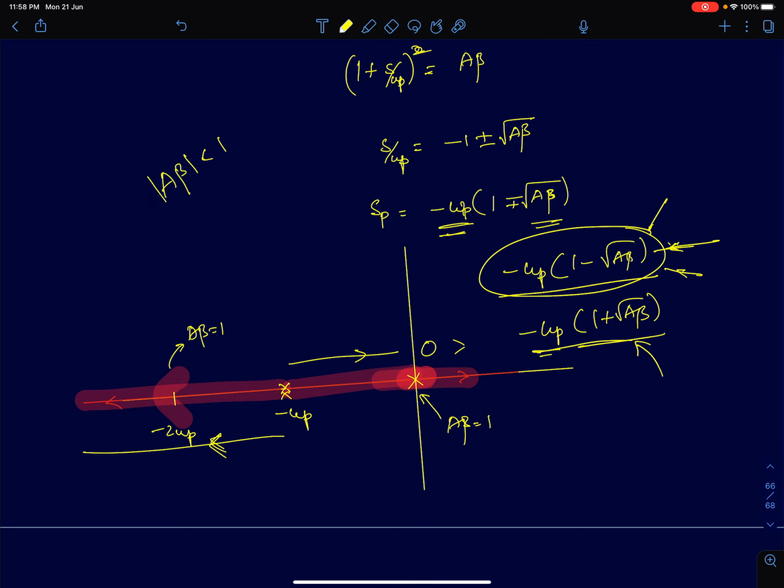So that's what I've shown here. The trajectory of the poles: one pole is going to move in this direction, the other pole is going to move towards the j omega axis. When a beta becomes equal to 1, that's the point where one pole just touches the j omega axis. The other pole becomes minus 2 omega p. After that, if a beta is greater than 1, then the pole enters the right half plane. So the system then becomes unstable.